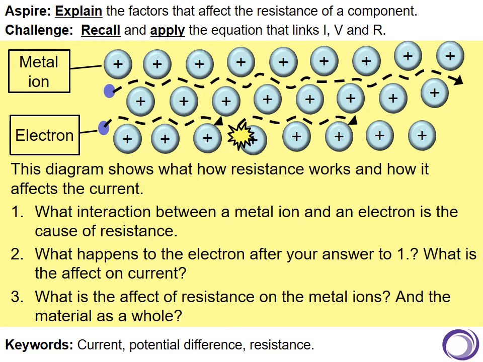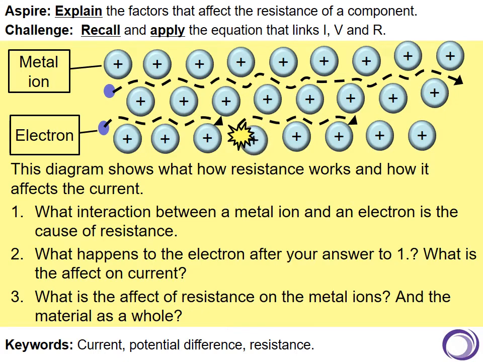So this diagram is a good representation of how resistance works and how it affects the current. You've got metal ions, which are positive, and you've got electrons, and the electrons are trying to move from one end of the wire to the other end of the wire. And in doing so, there are certain interactions that take place as the electron moves through the wire. It's key to note that in this diagram, the metal ions are fixed. They don't move, but they can oscillate or vibrate around a particular point, but they don't actually move down the wire. You're looking at the electron, which is the blue dot, and following its path all the way to the right hand side of the diagram.